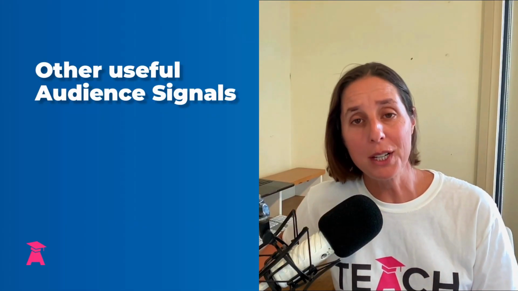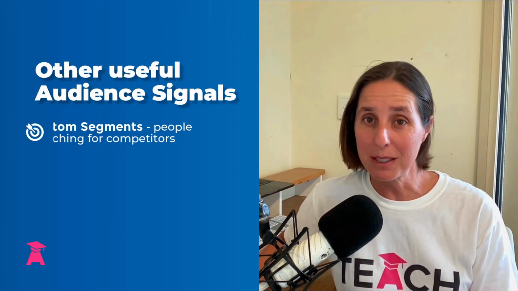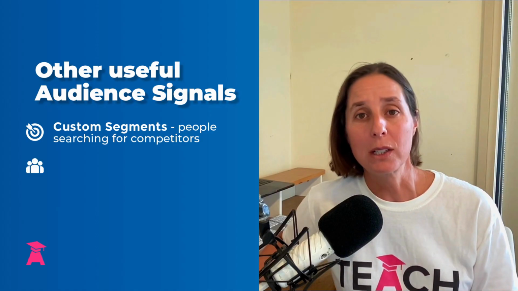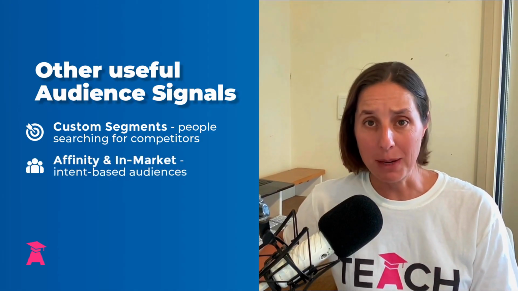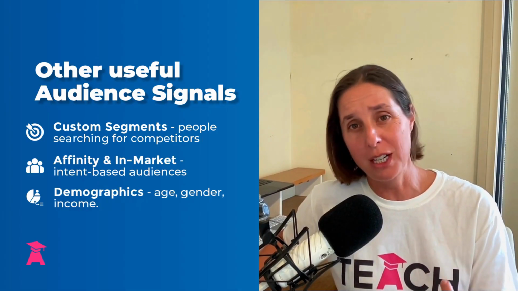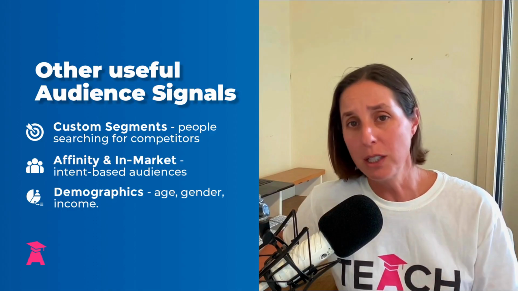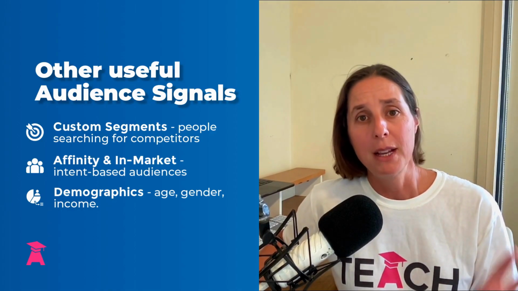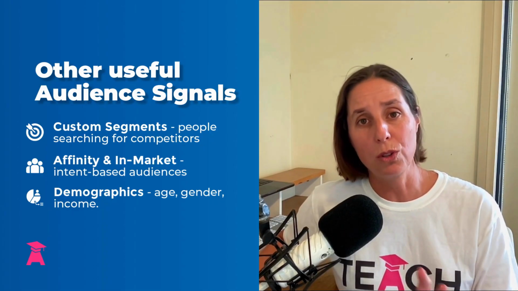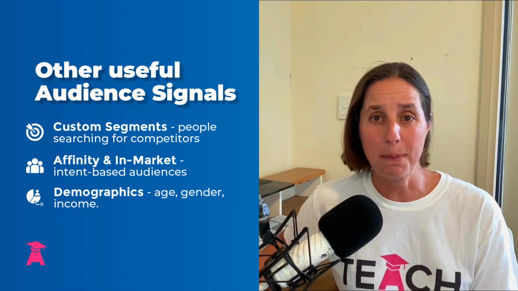The other type of audience signals you could add would be custom segments, so people who are searching for your competitors, as well as affinity and in-market segments. You can also include demographics like age, gender, household income, only if you know your top converting group. These signals don't limit your reach, they guide the machine towards what is likely to work best.